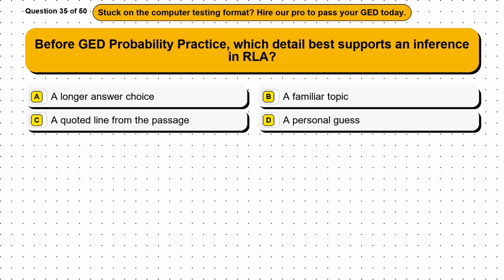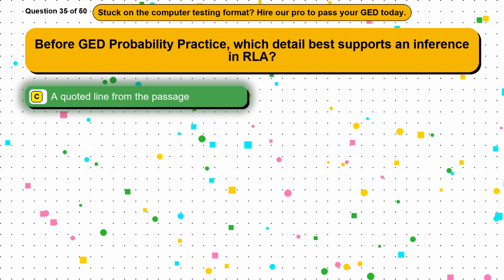Question 35. Before GED probability practice, which detail best supports an inference in RLA? Option A. A longer answer choice. Option B. A familiar topic. Option C. A quoted line from the passage. Option D. A personal guess. The correct answer is option C.